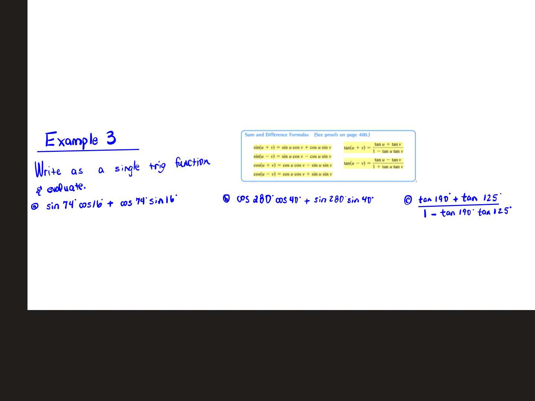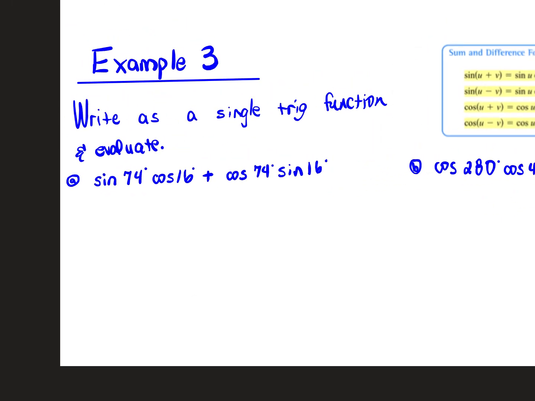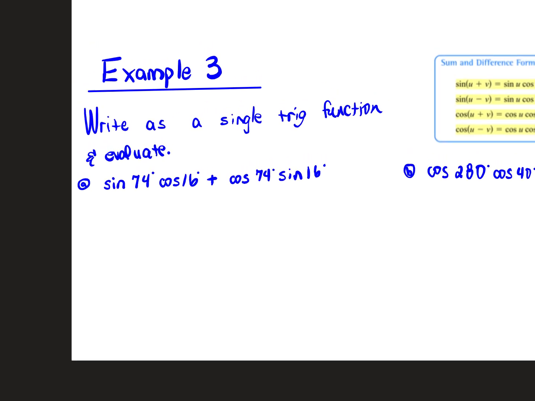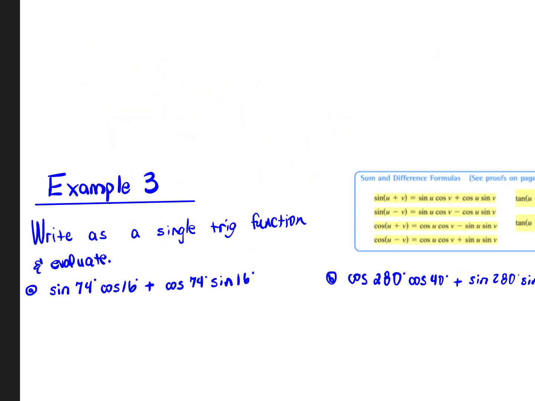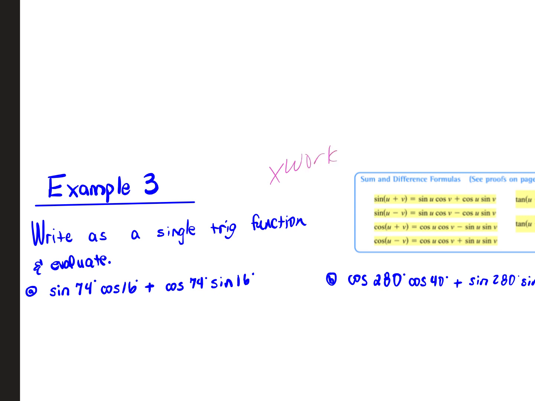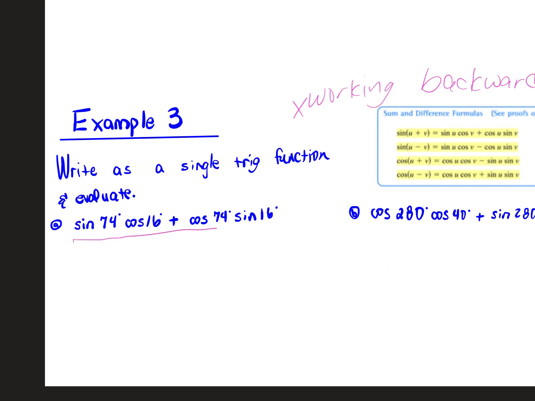All right, example 3. For some reason, this gives people some trouble, and honestly, I don't understand why. This says, write as a single trig function and evaluate. What you guys are doing in a case like this, you're working backwards. All right, again, you have access to the formulas. So the first thing you're going to do is, okay, here's the given question. I need to work backwards. I need to smush this together to one single trig function. So I have to figure out what formula they're using here.